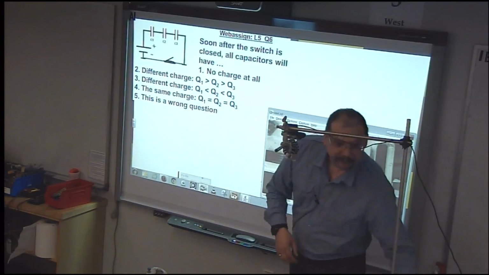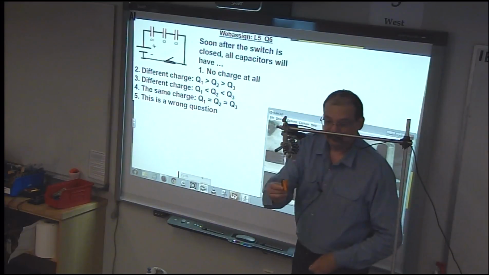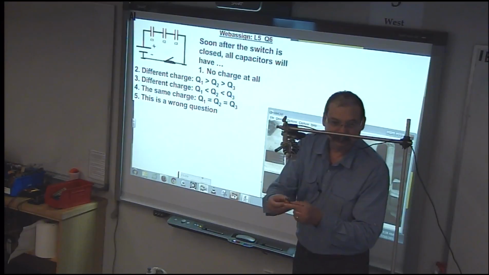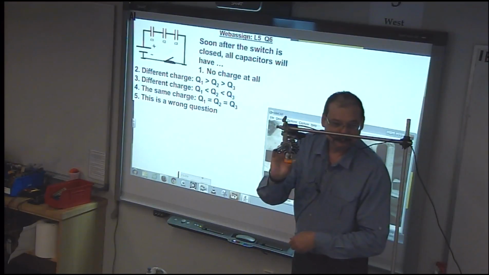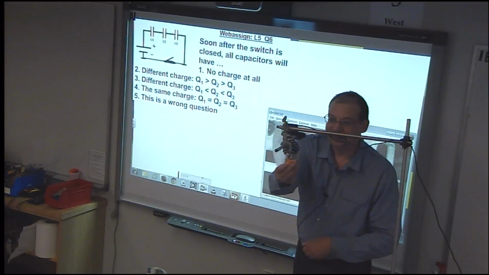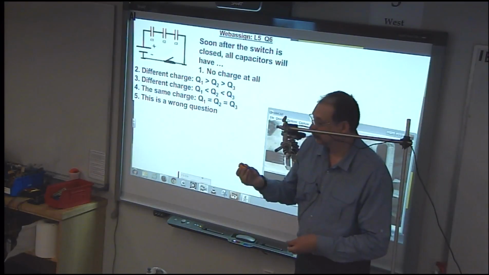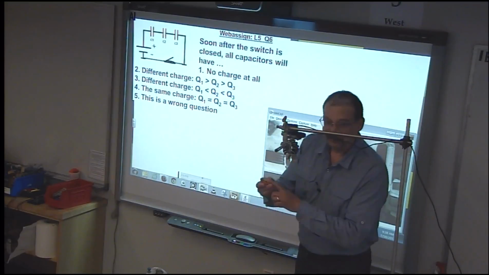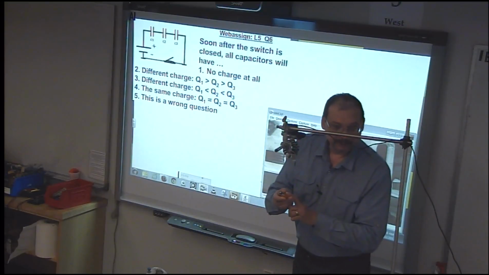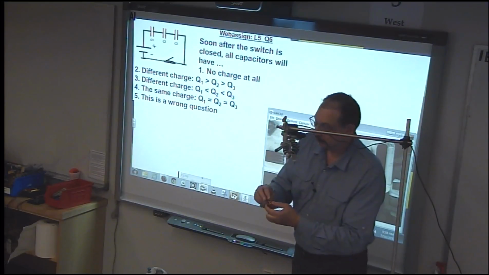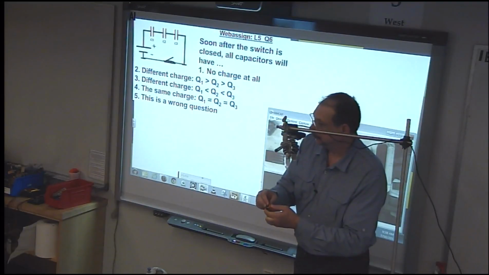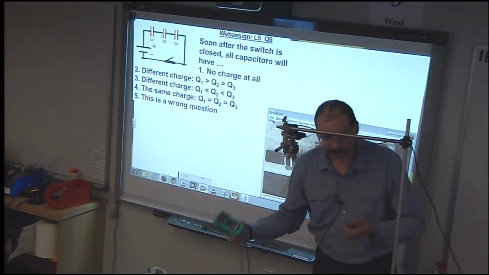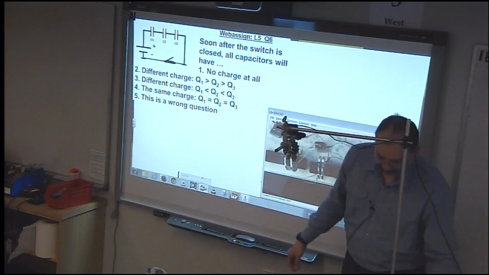If you have a battery like this, the potential difference between these two electrodes is equal to what? Do you know? 9 volts. All I need to do is just read it. And a fresh battery like this always provides a fixed potential difference, a fixed voltage, 9 volts. I can use a multimeter and measure it.